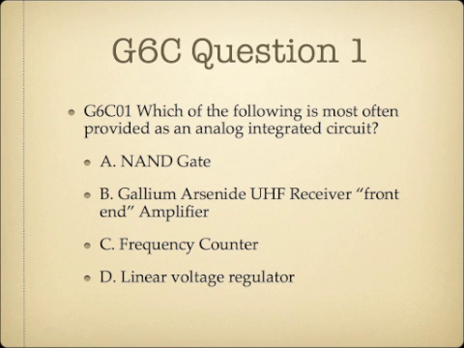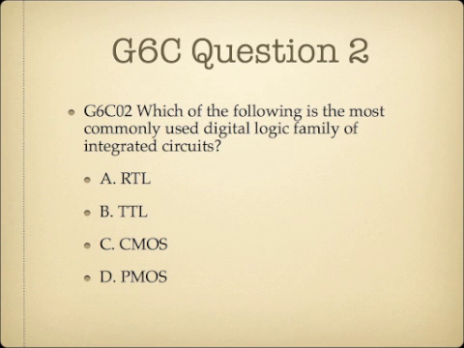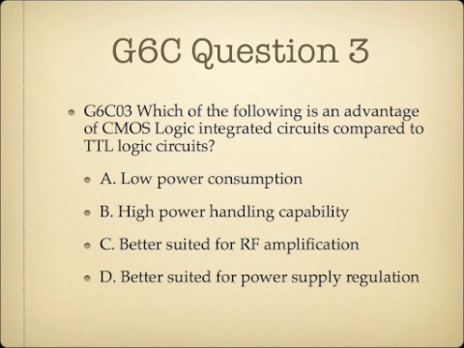Question 1. Which of the following is most often provided as an analog integrated circuit? A. NAND gate. B. Gallium arsenide UHF receiver front-end amplifier. C. Frequency counter. Or D. Linear voltage regulator. Question 2. Which of the following is the most commonly used digital logic family of integrated circuits? A. RTL. B. TTL. C. CMOS. Or D. PMOS.